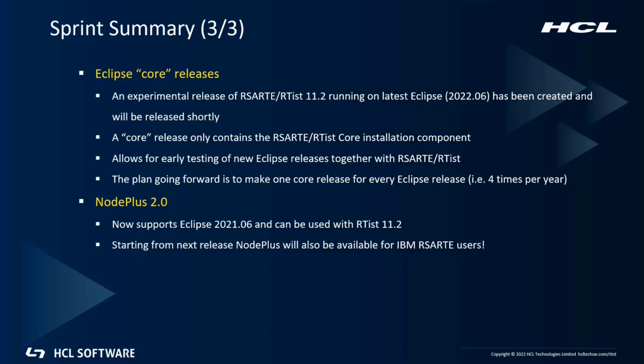So, for example, our current plan is to release the next major version, which we will call 11.3, already at the beginning of next year, and that will then support 2022-06. So the plan forward is to make one such core release for every Eclipse release. That means 4 times a year. And they will be experimental since they only, like I said, contain this core installation component.